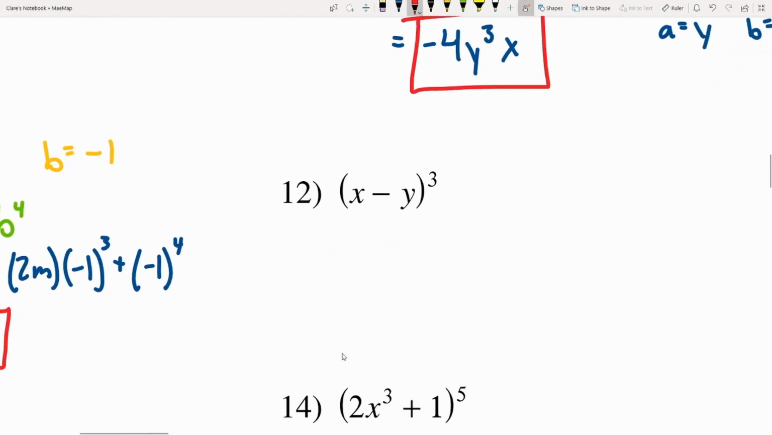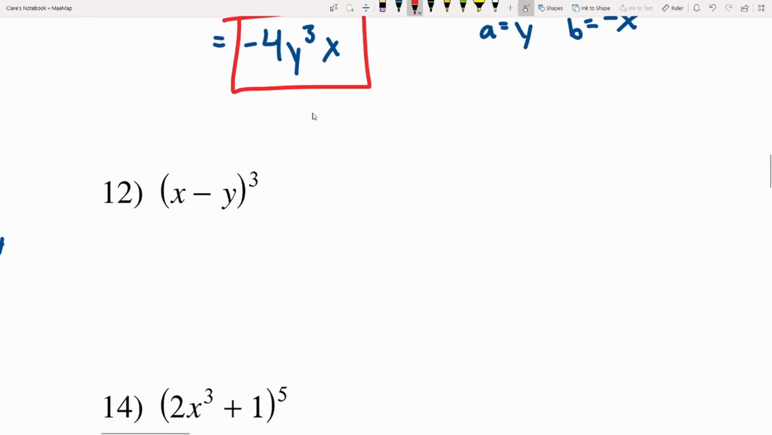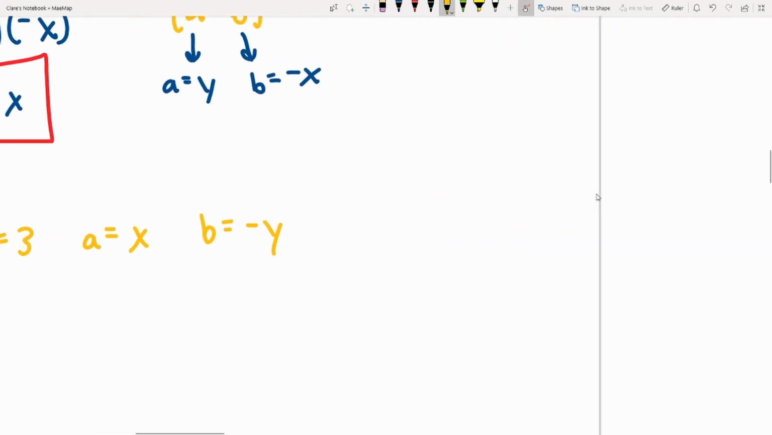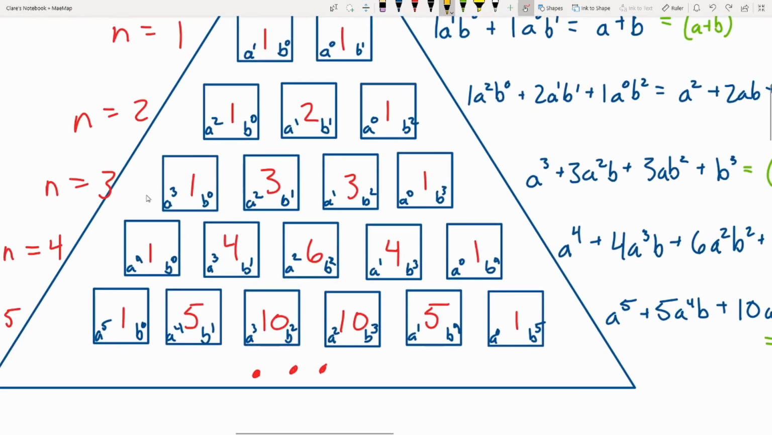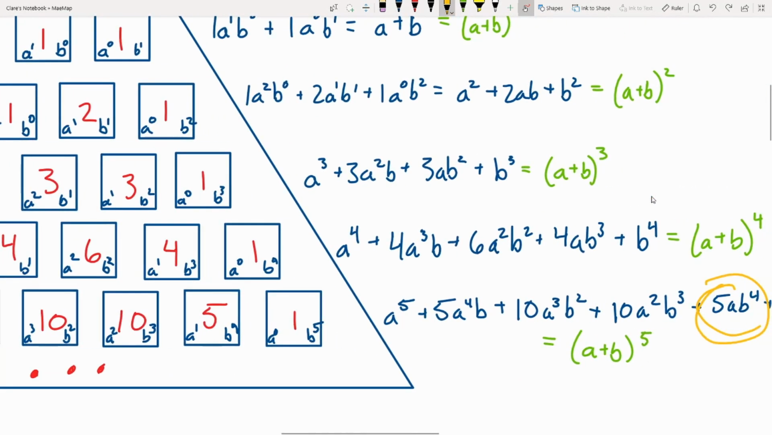Now let's go on to number 12. In number 12, we're expanding out something where n is a degree of 3, my a value is a positive x, and my b value, you'll note, is a negative y. So let's scroll over to the triangle to see where n equals 3. And that's going to be this row here. So I already expanded it out over here, so let's scroll over. That's a cubed plus 3a squared b plus 3ab squared plus b cubed. That's a plus b cubed expanded out.